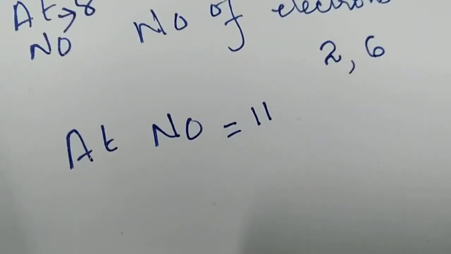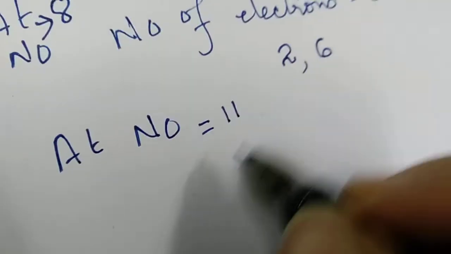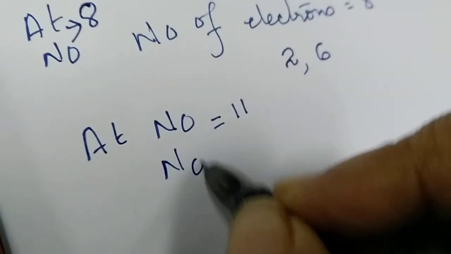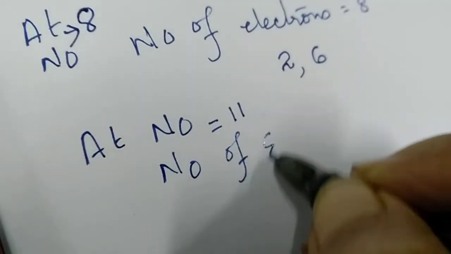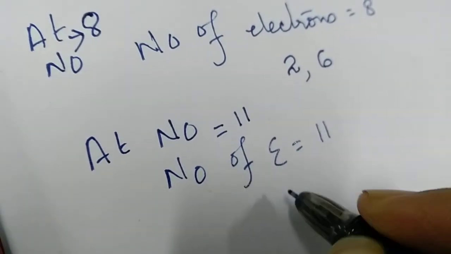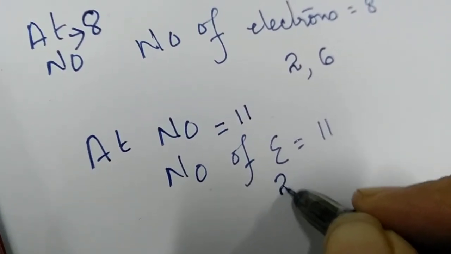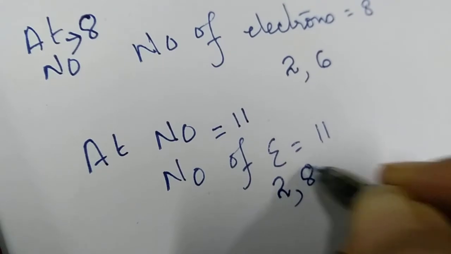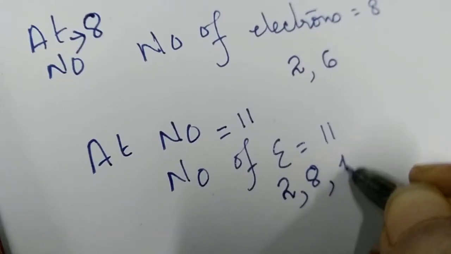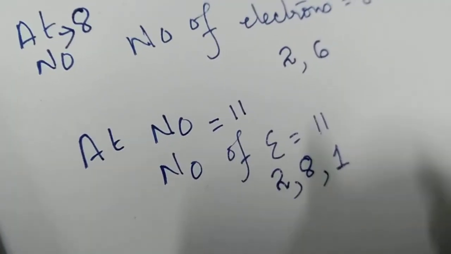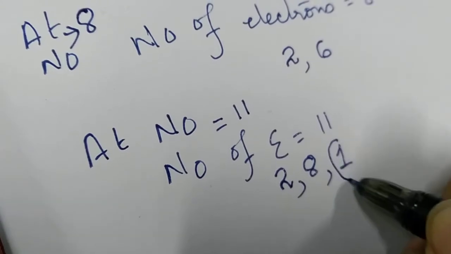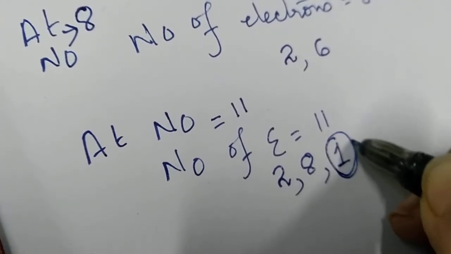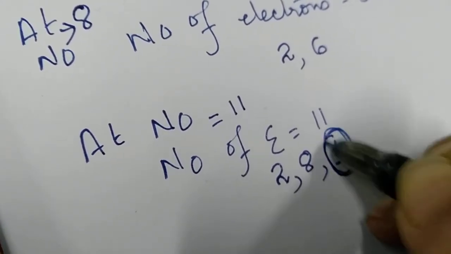Now, if I take another element where the atomic number is 11, the number of electrons is also 11. So, in the first shell, it will be 2. In the second shell it will be 8. In the third shell, there will be 1 electron. So, the valence shell is called the outermost shell, which has 1 electron.